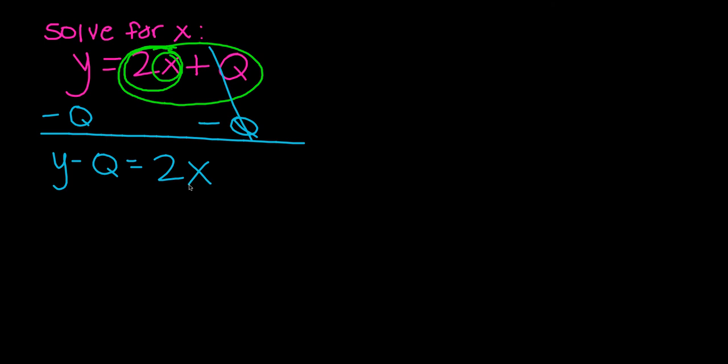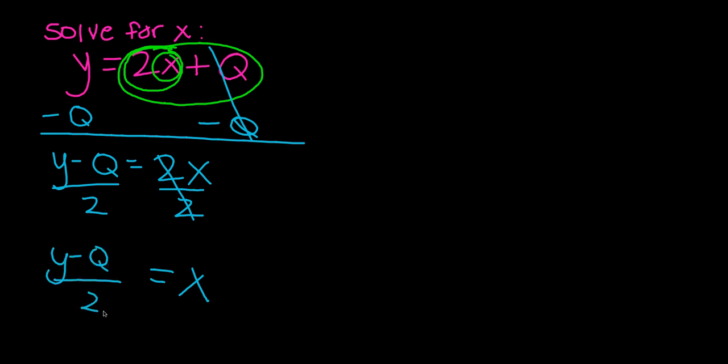Well, what's happening between the 2 and the x? Yeah, multiplication is happening between the 2 and the x. So we're going to peel that 2 away with division. 2 divided by 2 is 1. So we're going to say x equals y minus q over 2. And that's it. That's now been solved for x. We've rewritten that equation in terms of what x is equal to. Cool.